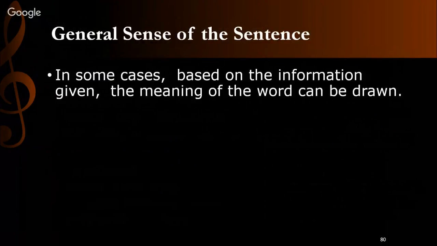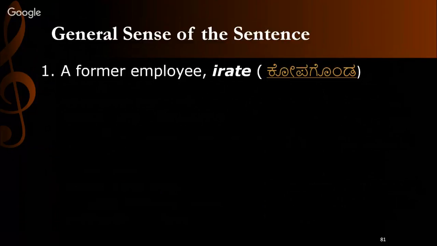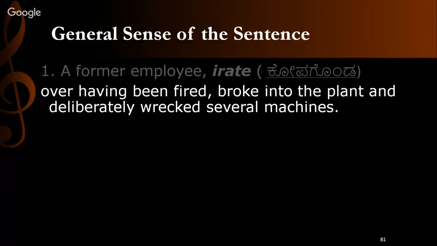In some cases, based on the information given, the meaning of the word can be drawn. Asking yourself questions about the sentence or passage may help you make a fairly accurate guess about the meaning of the unfamiliar word. A former employee, irate over having been fired, broke into the plant and deliberately wrecked several machines. So when we ask what he did, we understand the meaning of the word. Irate means angry, so he behaved like that.